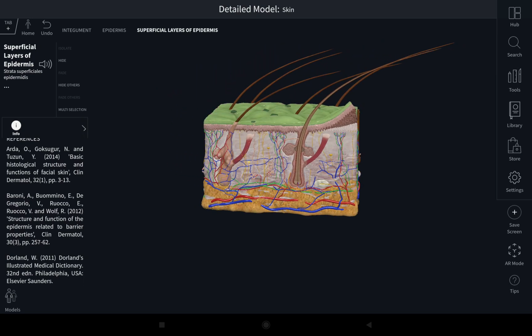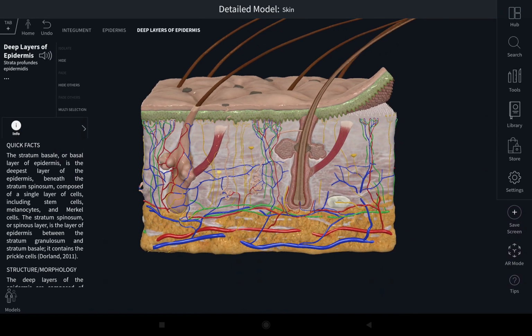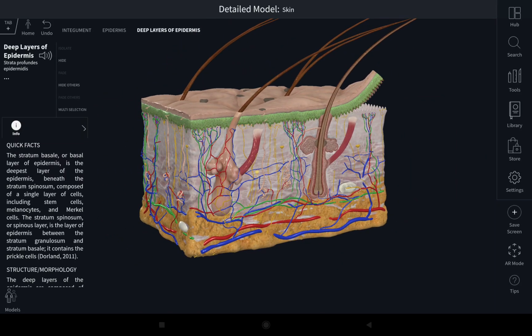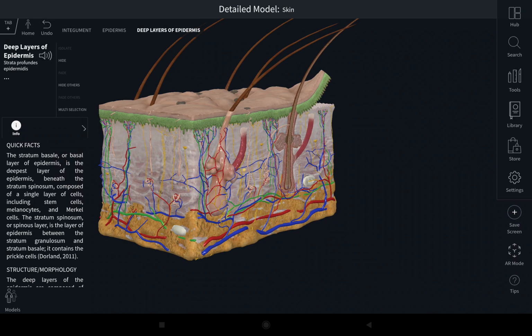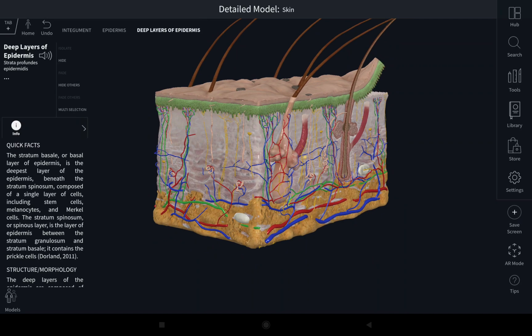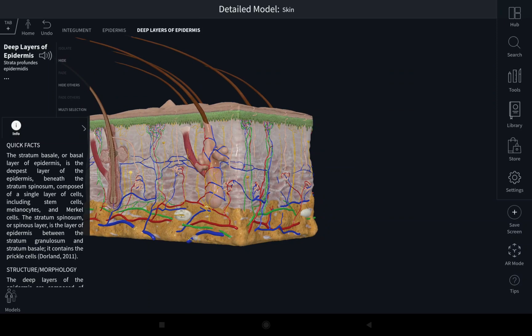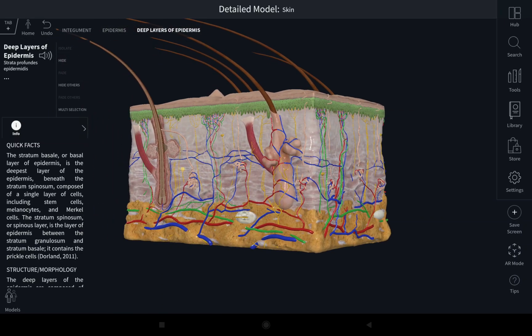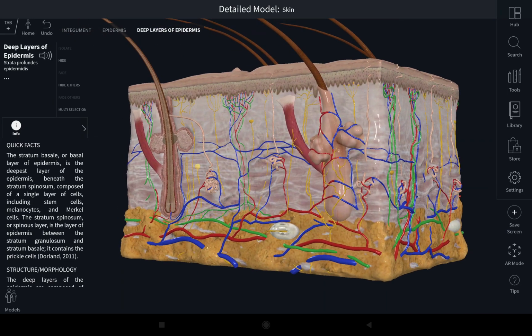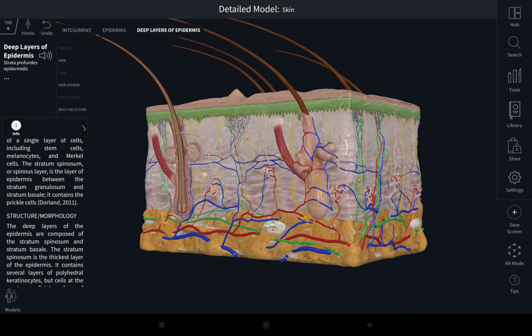Now, the second layer of the skin is the deep layers of the epidermis. The stratum basale or basal layer of epidermis is the deepest layer of the epidermis beneath the stratum spinosum, composed of a single layer of cells including stem cells, melanocytes, and Merkel cells. The stratum spinosum or spinous layer is the layer of the epidermis between the stratum granulosum and stratum basale. It contains the prickle cells. The deep layers of the epidermis are composed of the stratum spinosum and stratum basale.